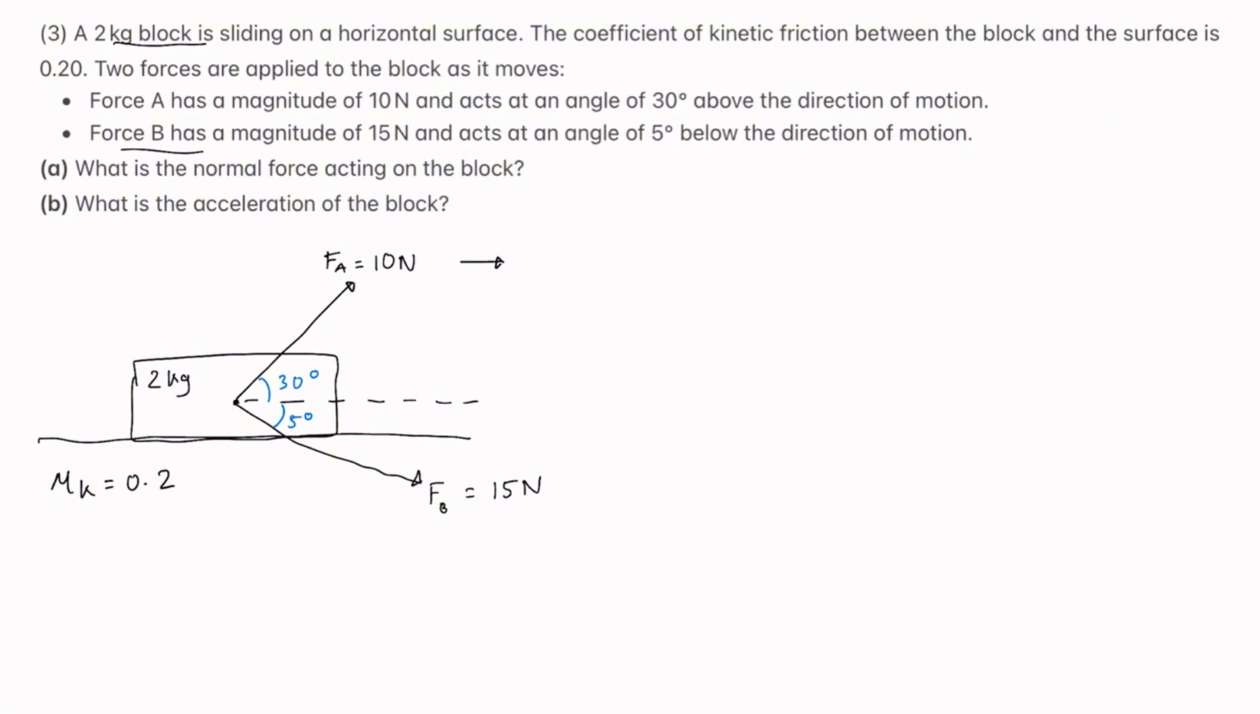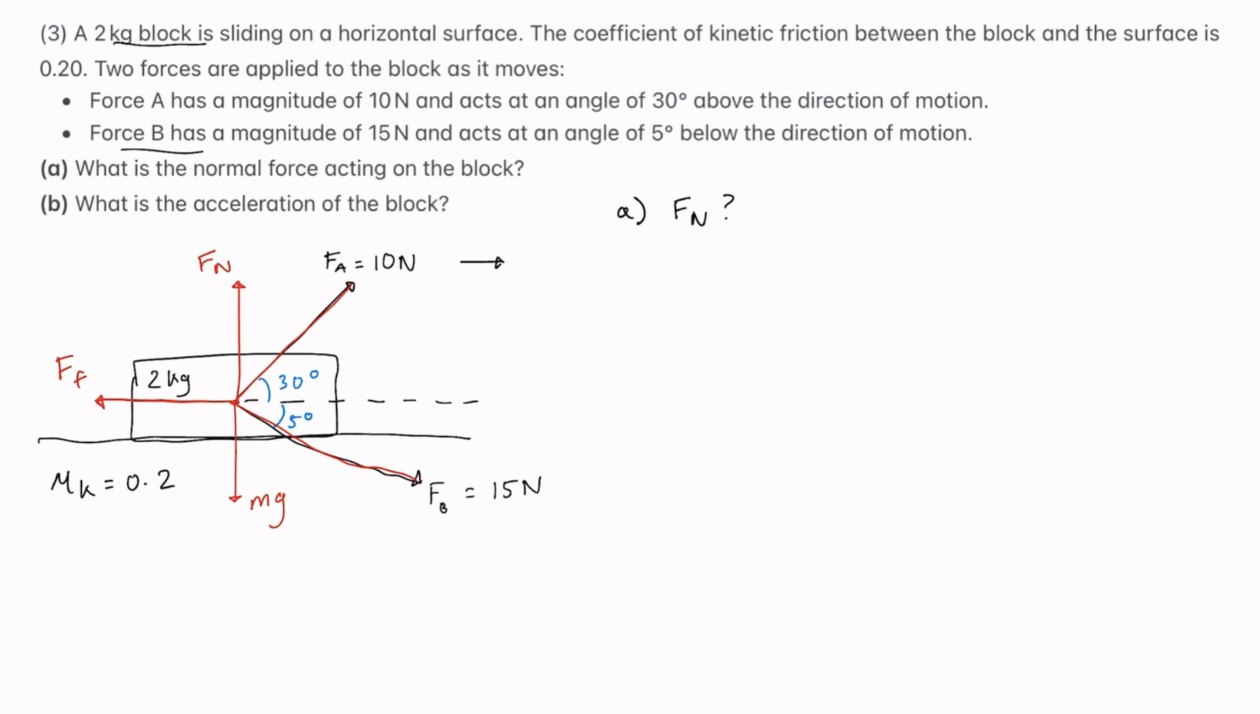We're asked to find the normal force acting on the block in part A. Let's start out by drawing our free body diagram. We have mg of the block, our force A and force B pulling the block to the right, and we also have some force of friction opposing its motion to the left. And finally, Fn from the ground.